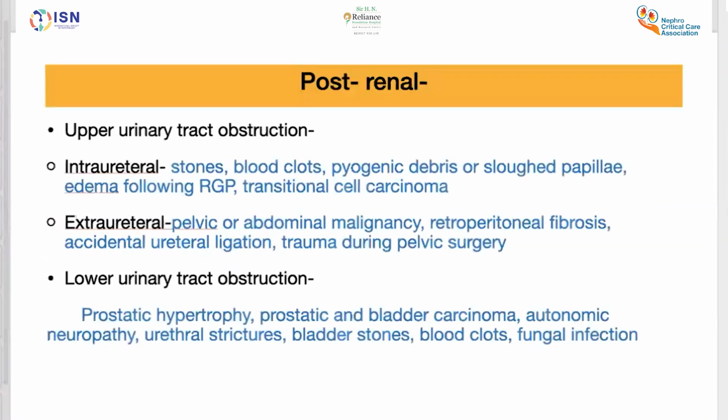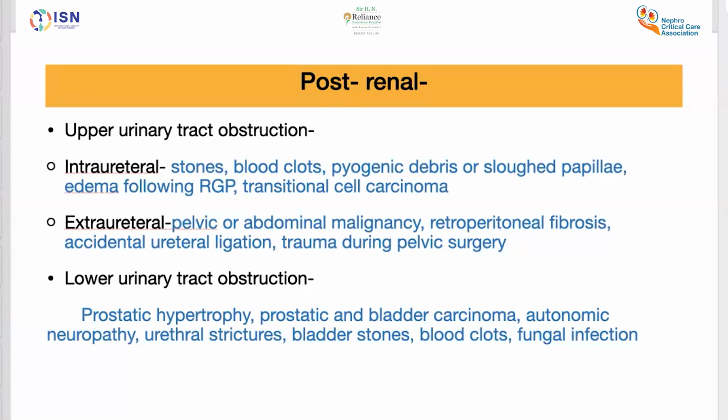Then post-renal causes of acute kidney injury are divided into upper urinary tract obstruction and lower urinary tract obstruction. The upper urinary tract obstruction can again be divided into intraureteral and extraureteral. Intraureteral causes may be stones, blood clots, pyogenic debris, sloughed papillae, edema following retrograde pyelography, or transitional cell carcinoma. Extraureteral causes leading to upper urinary tract obstruction may be pelvic or abdominal malignancy, retroperitoneal fibrosis, or accidental ureteral ligation or trauma during pelvic surgery.